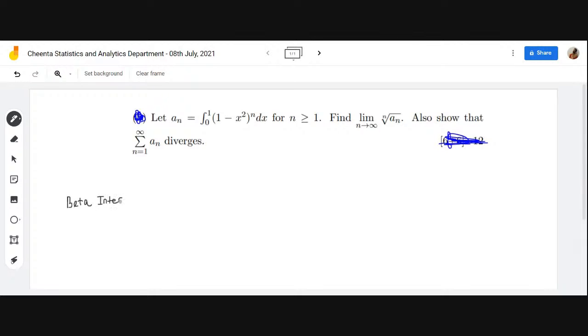Beta integral. So what is this beta integral? The beta integral tells you that integration 0 to 1... Can someone tell me what is the beta integral? Anyone knows here? What is the beta integral, guys? So if you try to do this integral directly, it will be hard.